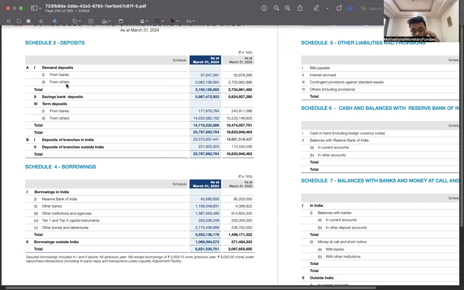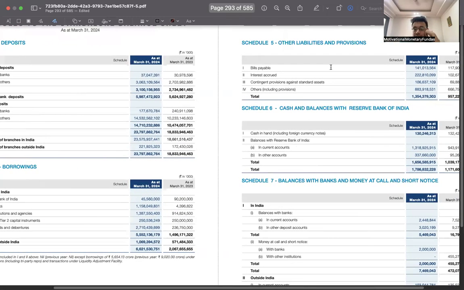And apart from banks, saving bank deposits, how much has been taken from banks and from non-bank lenders. Deposits of branches in India, there might be some banks in India like ICICI Bank depositing at HDFC Bank, or there can be deposits of branches outside India. For example, JP Morgan or Morgan Stanley, right, depositing their money into HDFC Bank. Then all those borrowings are here.